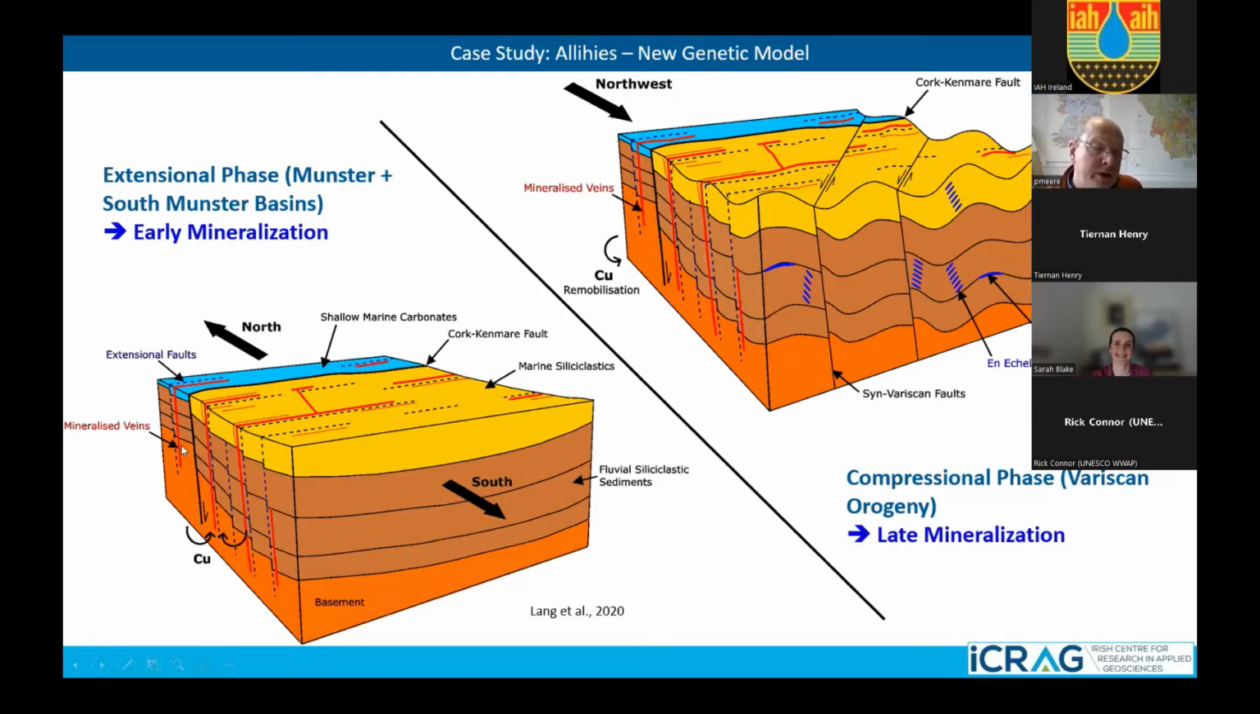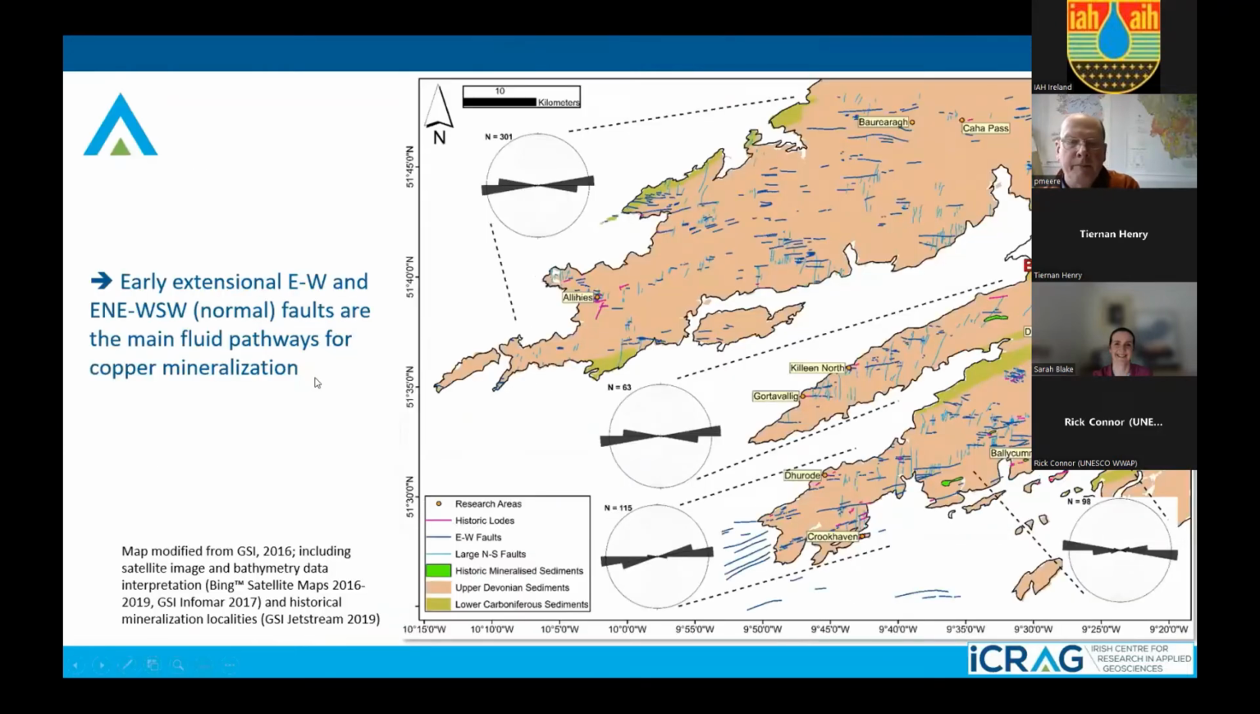But the key point here is that these east-west mineralized structures are actually basinal structures. So we're pushing back the time of mineralization into the start of the Upper Devonian, and not the post-Variscan or late Variscan model that had been out there. Now, that's not to say that there weren't Variscan mineralizing events, and I'll show you an example of that in a minute. But certainly Allihies and some of the really bigger deposits were of that nature.